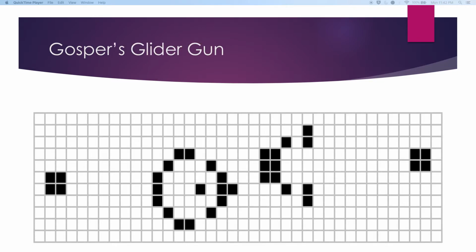This construction is one of the earliest discovered guns. It was found by Ralph William Gosper Jr. in order to prove Conway's conjecture about the existence of patterns with infinite growth. Gosper is also famous for his creation of the hash-life algorithm, which is the state-of-the-art algorithm for computing life.